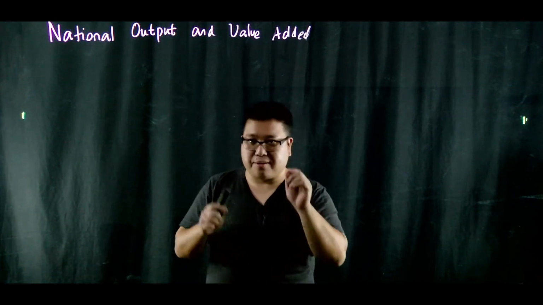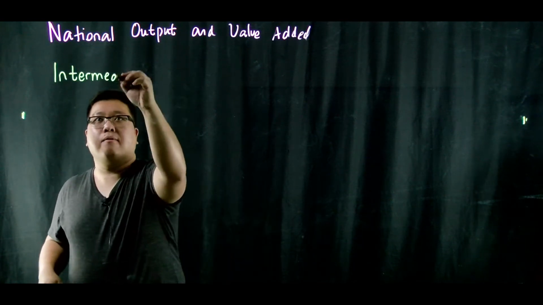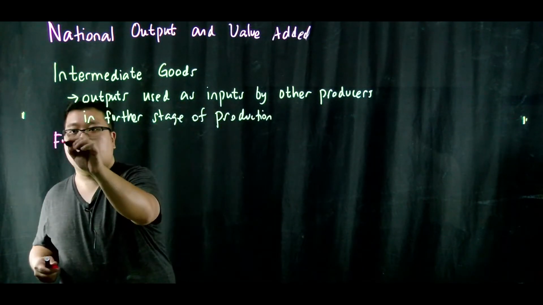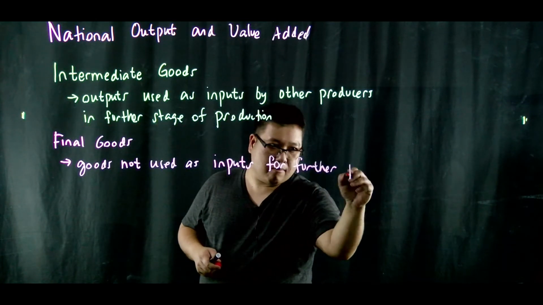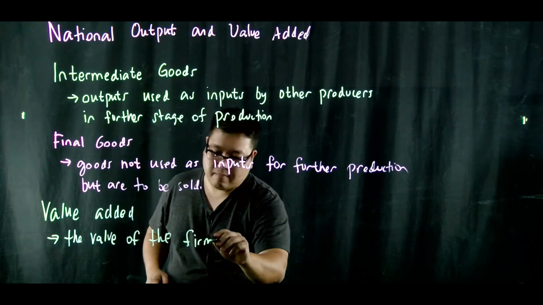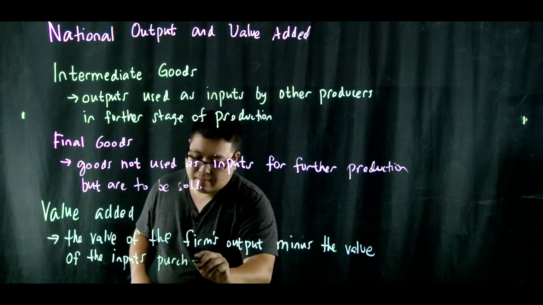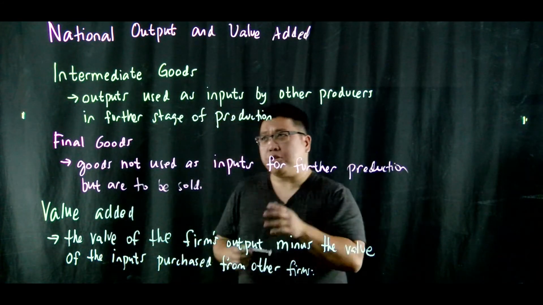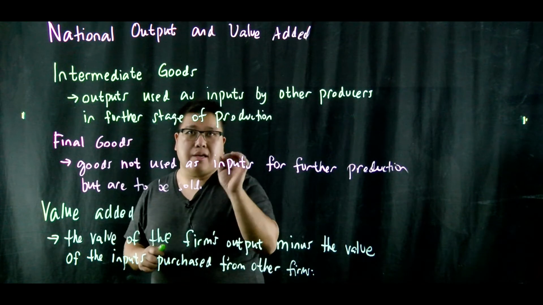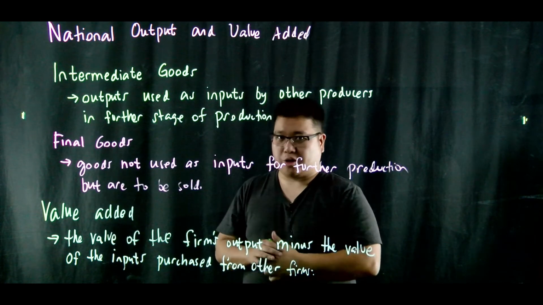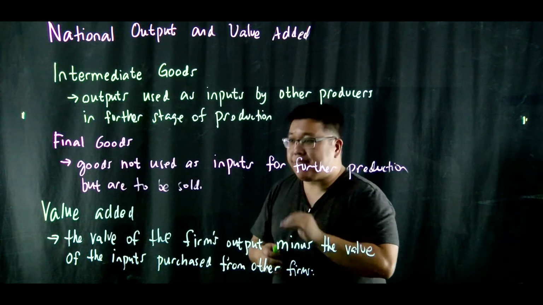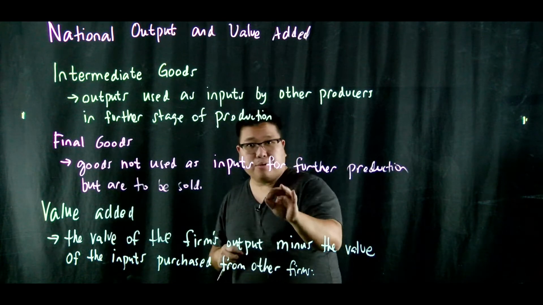Let me write some concepts first in order for you to understand what I'm saying. These are the definitions of intermediate and final goods and value added. Intermediate goods are outputs used as inputs by other producers in a further stage of production. Final goods, on the other hand, are goods not used as inputs for further production, but instead are meant to be sold. Now, how do we compute value added in the economy?